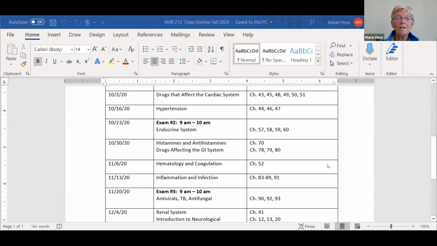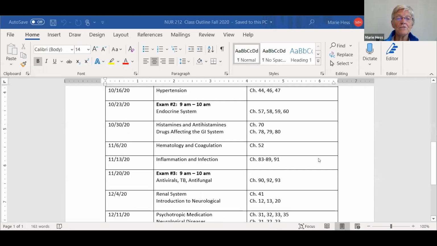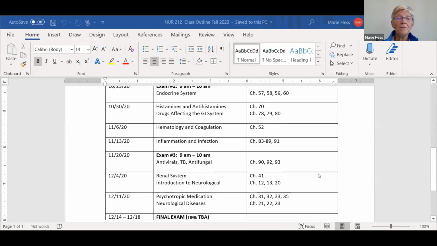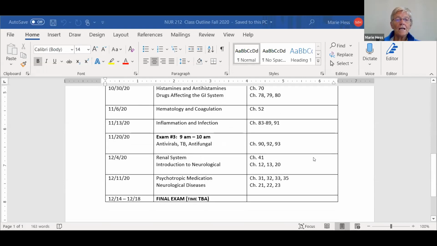November 6th will be hematology and coagulation. The 13th, inflammation. Exam 3 is November 20th. And then we'll do renal and psychotropic and neurological diseases. And then the final exam is somewhere between the 14th and 18th, time to be announced. I'm not sure what other people have scheduled, so we'll have to look at that. And again, I can be flexible with that.